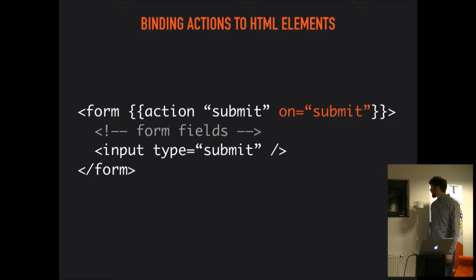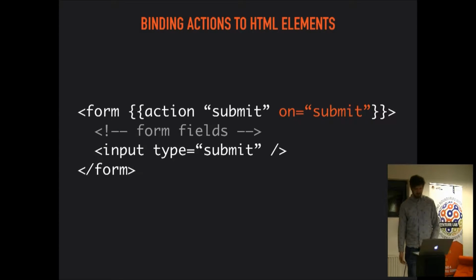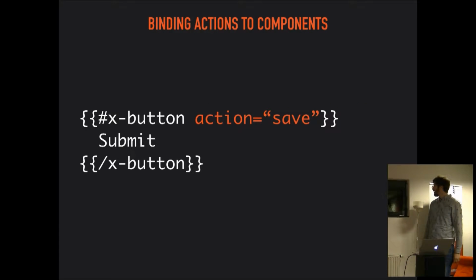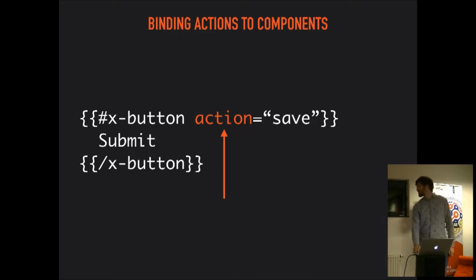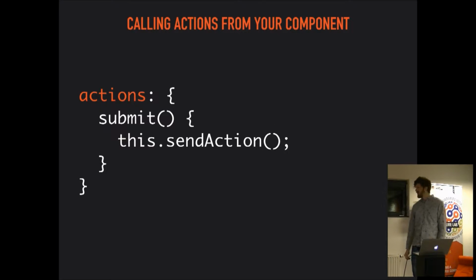You can also say which kind of event you want to trigger. So here I added a hash param called submit. So when you submit the form, then the submit action will be called. This is how you bind actions to components, by just saying action is save or another keyword, because action is just an attribute on your component. You just pass a string. And if you call it action, then that action has to be in the actions hash.